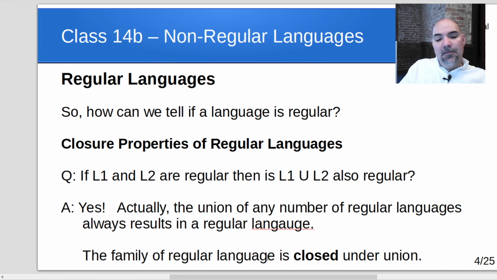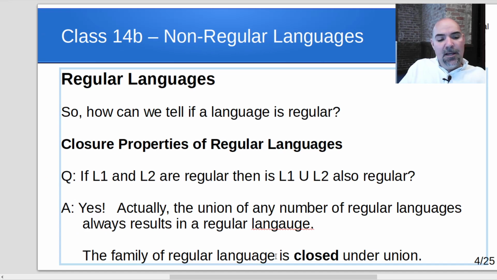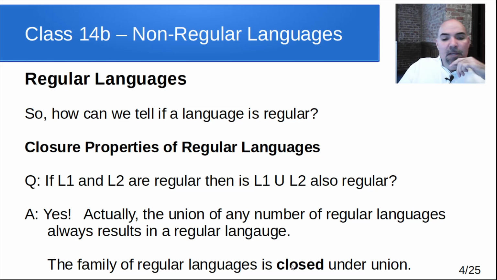And notice that that concept is what the closure property is. In other words, if I have two regular languages and I union them, or any number of regular languages and I union them, I'm always going to get a new language that's also a regular language. In other words, I cannot union regular languages together to get something that's non-regular.